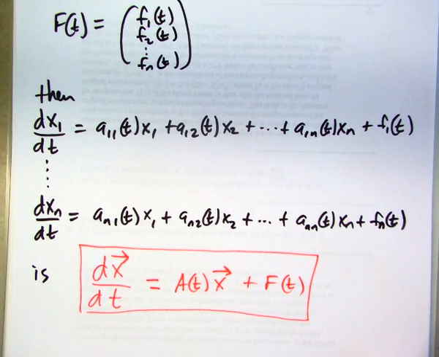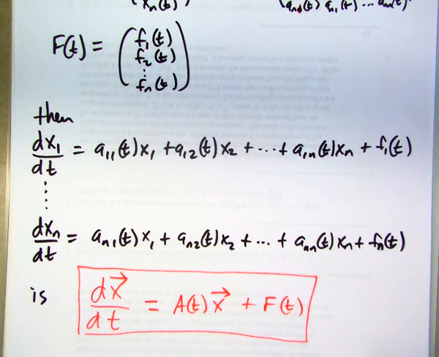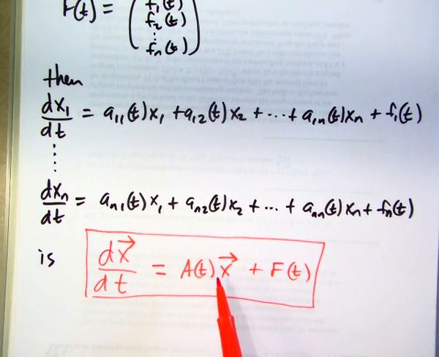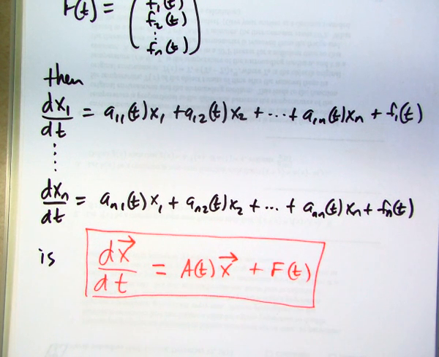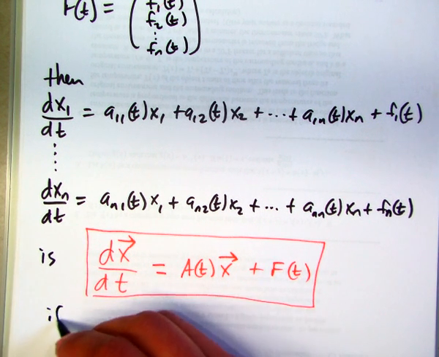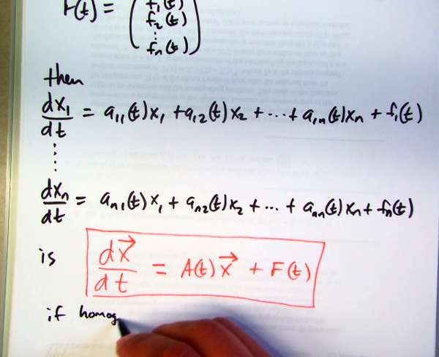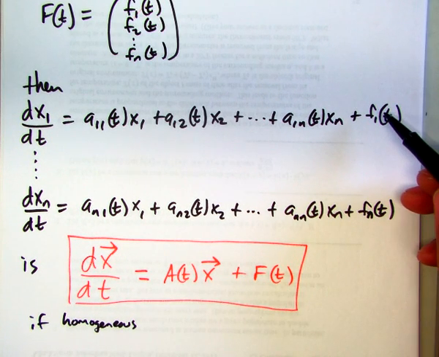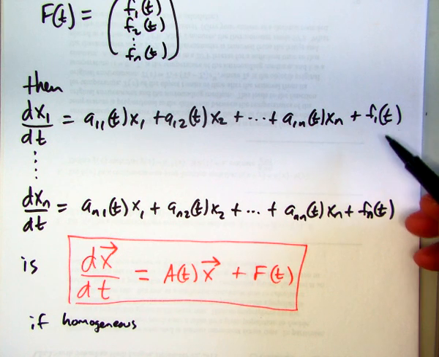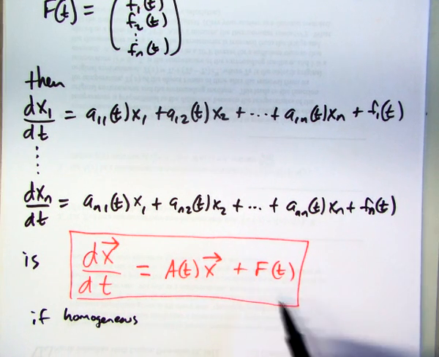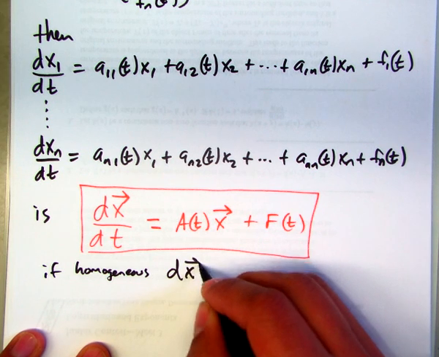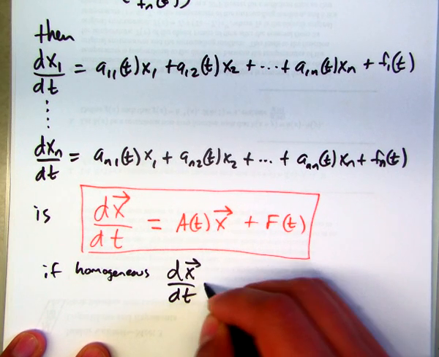So it is going to be a little nicer to think of what we're looking at as just one equation. Now, if the system is homogeneous, all that means is that all the f functions, f1, f2, and so on up through f sub n, are equal to 0, so we don't have this f of t. So if it's homogeneous, then it simply becomes dx dt equals a of t times x.